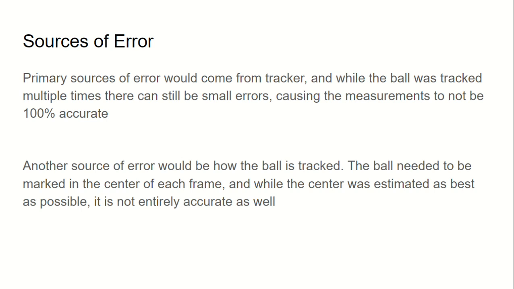Primary sources of error would come from tracker, and while the ball was tracked multiple times, there can still be small errors, causing the measurement to not be 100% accurate. Another large source of error would be how the ball is tracked. The ball needed to be marked in the center of each frame, and while the center was estimated as best as possible, it is not entirely accurate as well.